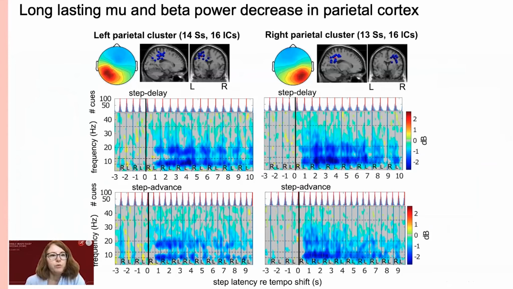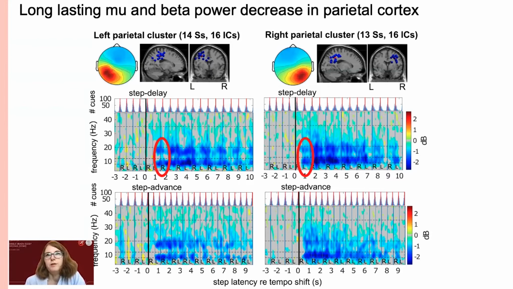Interestingly, what we also found was a long-lasting mu and beta power decrease in parietal cortex. So there were 2 clusters, one left parietal cluster and one right parietal cluster. And what we can see is that the activation is contralateral to the brain area. So basically, the left parietal cluster has activations around the right heel strike, and the right parietal cluster has activations around the left heel strike.